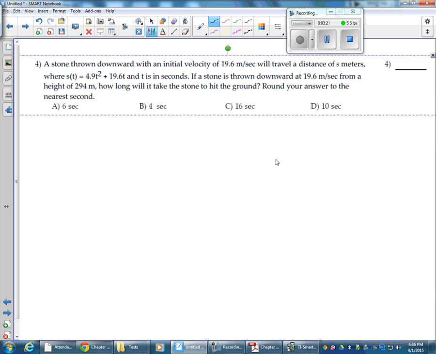In number 4, we have a stone that's thrown downward with an initial velocity of 19.6 meters per second. That's where the 19.6 comes from in the equation. It will travel a distance of s meters, where s equals 4.9 t squared. The 4.9 has to do with gravity, and then the 19.6 is your initial velocity. But they go ahead and write the equation for us. If a stone is thrown downward at 19.6 meters per second from a height of 294, so the height is s, how long will it take the stone to hit the ground? So 294 equals 4.9 t squared plus 19.6 t.